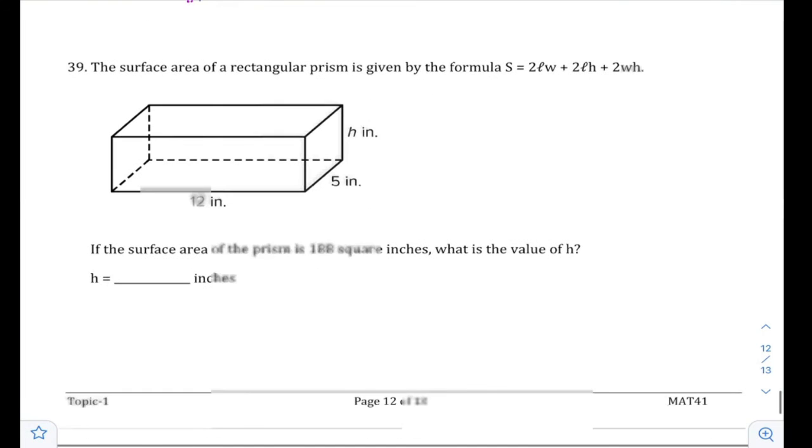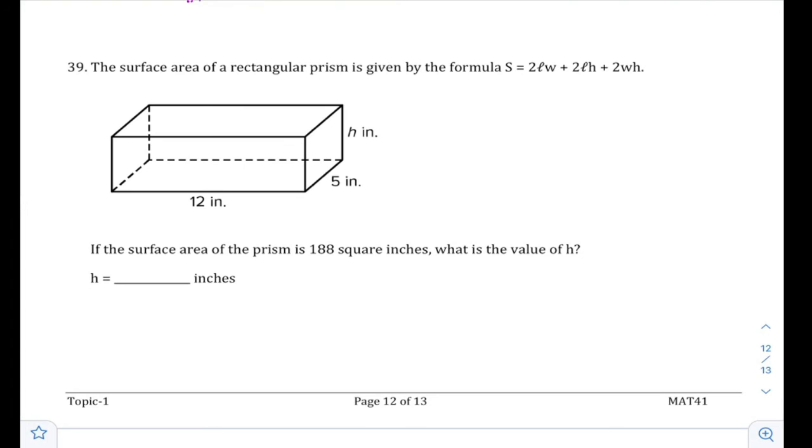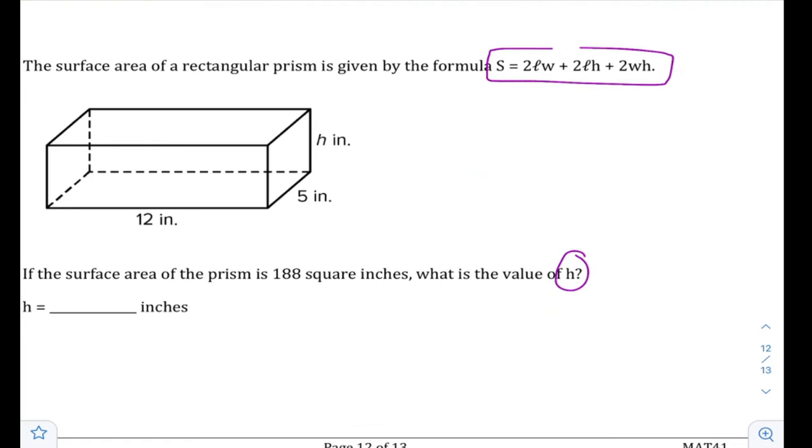The surface area of the rectangular prism is given by the formula, long formula here, where L is the length, W is the width, H is the height. And if the surface area is given, what is the value of H? For this type of questions, by the way, you can replace directly, and you can do it this way. I will solve it in both ways.